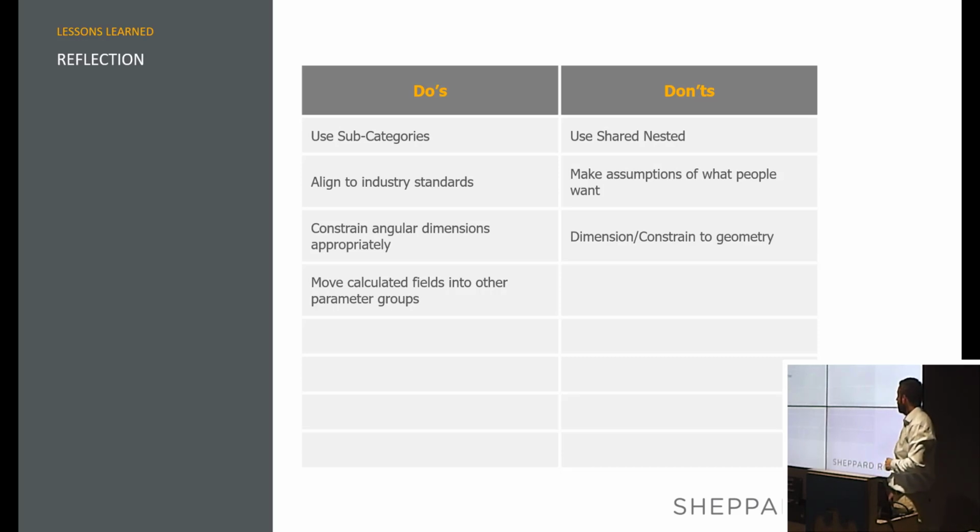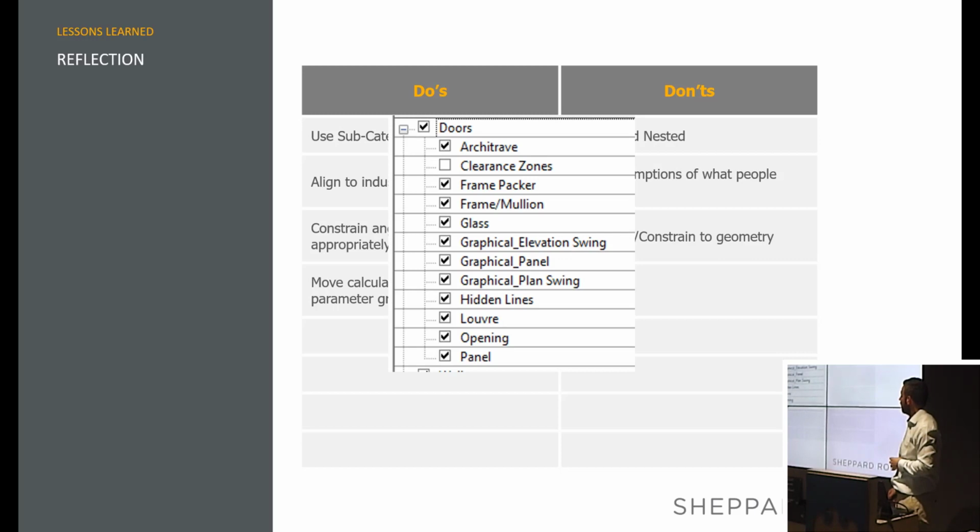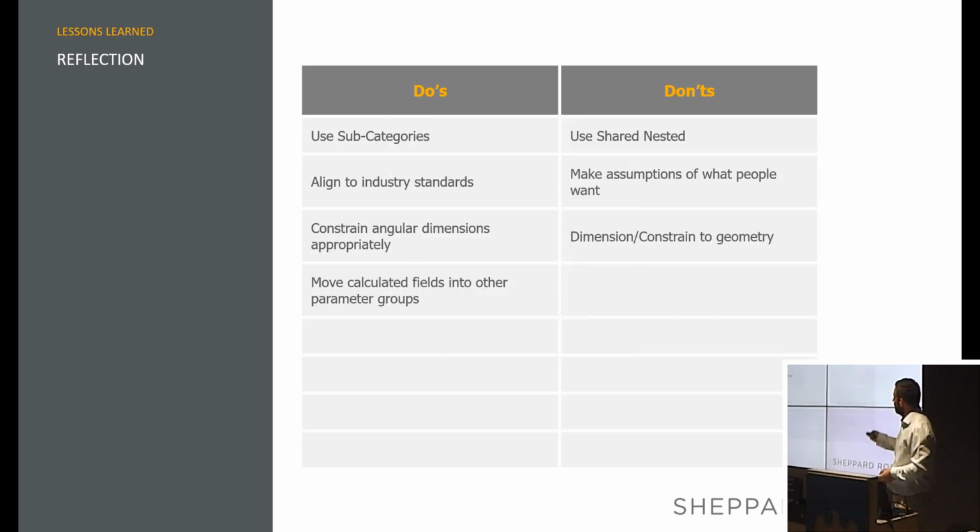So, dos and don'ts. There are a few things that I won't cover too much in detail, but do use subcategories. Definitely recommend this to control the visibility of content inside your projects. So being able to turn off your swings in plans, in elevations, being able to change the line appearances as well, really useful and handy. And then align the naming to industry standards.